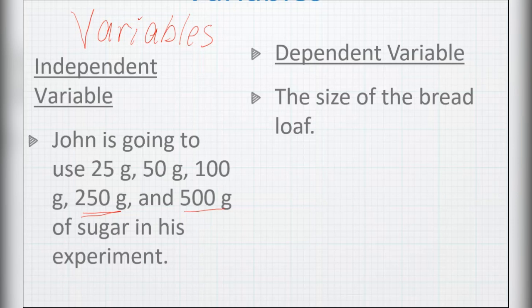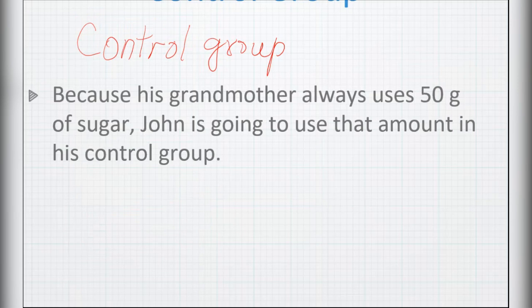And in every experiment, we always have another group, which is called what? Control group. So John has already observed that his grandmother always uses 50 gram of sugar. John is conducting his experiment and comparing his result with his grandmother's bread loaf. So the control group is 50 gram of sugar, with which his grandmother always bakes the bread.